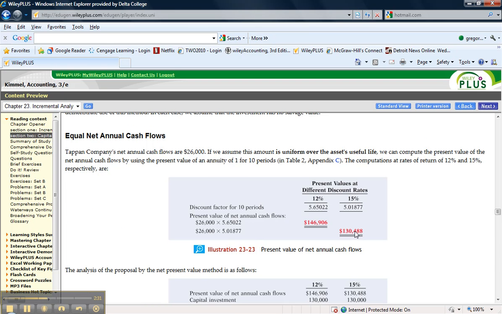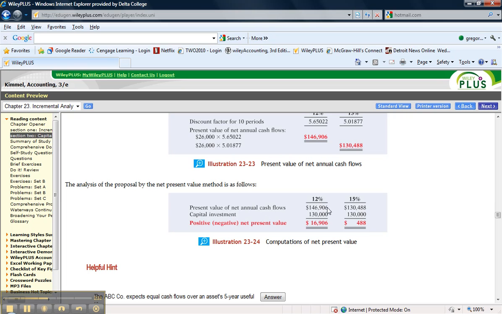What you do then is compare the present value of all those future cash inflows with the cost of the investment. If the amount is positive, then this method says go ahead and do it. If it's negative, then you shouldn't.